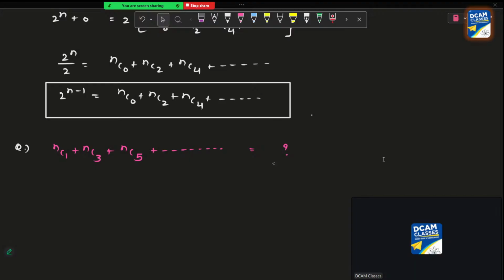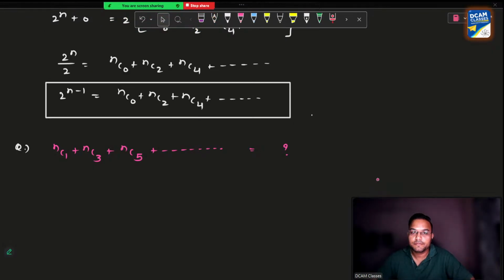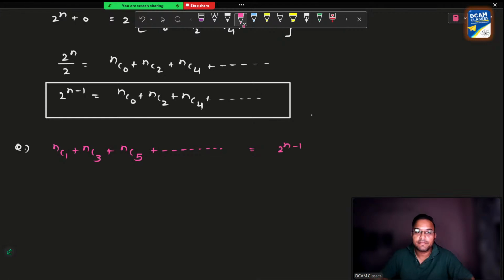So will the result be the same? 2 to the power n minus 1. Yes. The result will be the same. Very good. But how did you do it? So this time instead of adding, I subtracted. Correct. Very good. The result will remain the same.